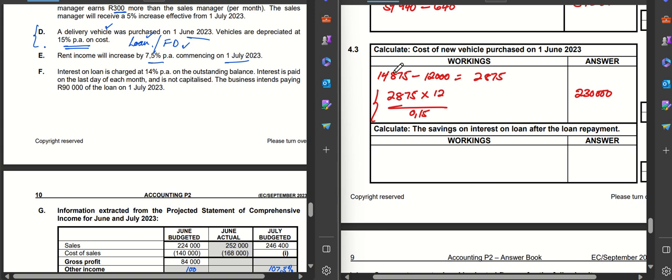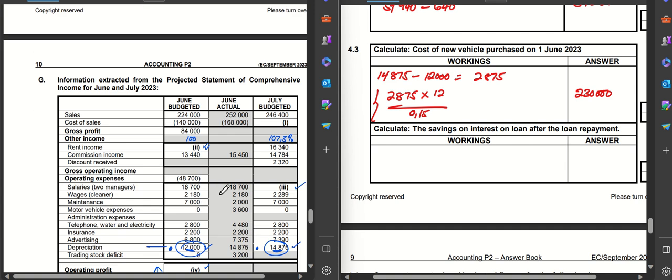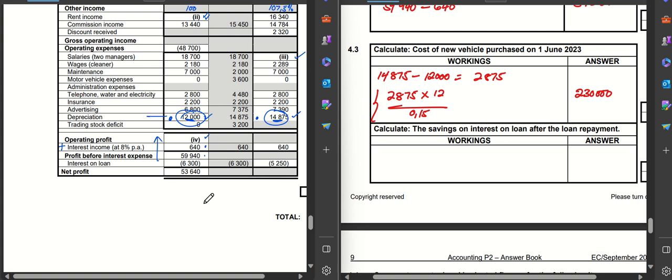And then the last one, I think this one was an easy one, where you calculate the savings on the interest on loan after the loan repayment. They're simply trying to say we were paying interest on the loan of 6,300 here. We're paying interest on the loan of 6,300, but interest on the loan has decreased. You see that? That simply means we have paid back the loan. That's why interest has decreased. Now that interest has decreased, by how much has it decreased? Because it has decreased to 5,250. How much has it decreased by? That's what the examiner was asking. That is 1,050. That was the answer.